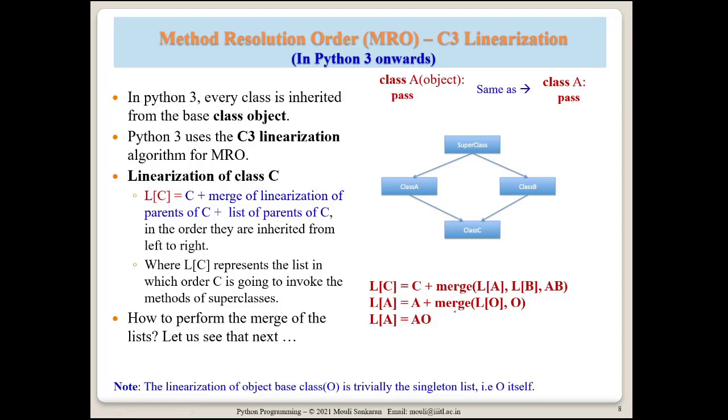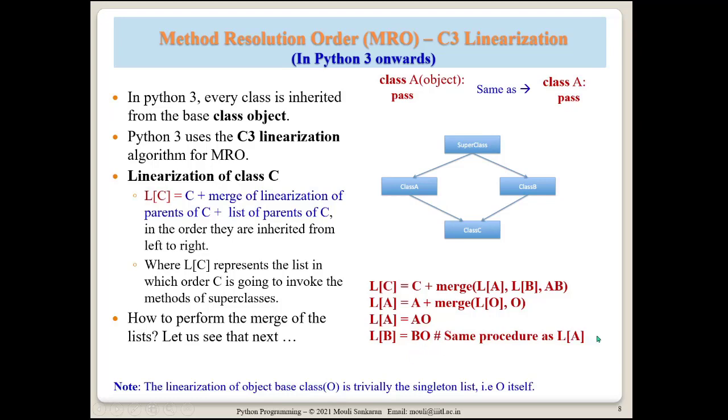Okay. Now look at this list. LO is nothing but O. O comma O is a single O. Okay, this is going to be just O. I'm going to have AO. Similarly, list B will be BO. Same procedure as LA, it will be BO.